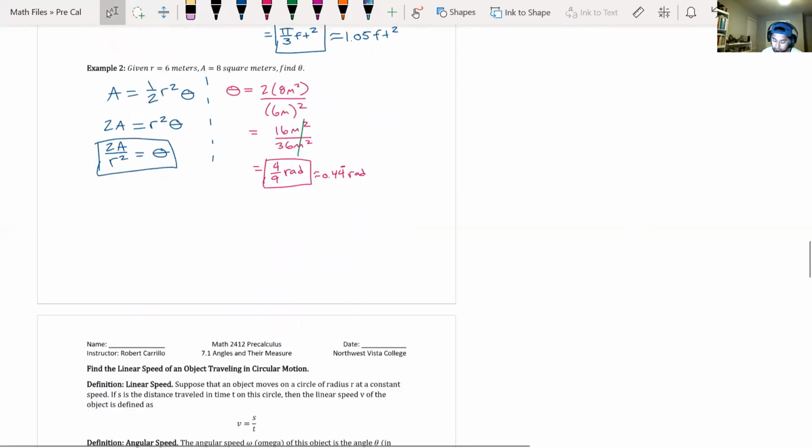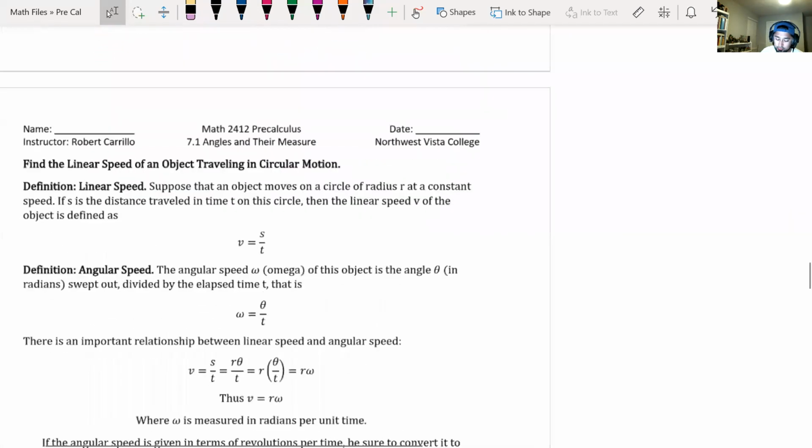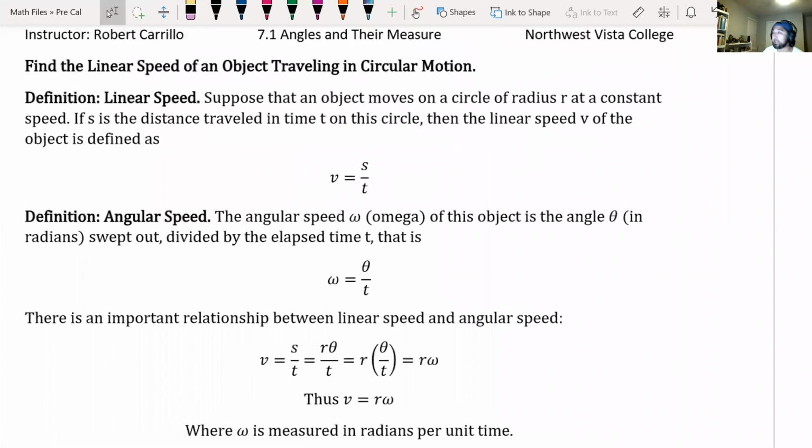All right, next page. We get into linear speed and angular speed. For linear speed, suppose that an object moves on a circle of radius r at a constant speed. If s is the distance traveled in time t on the circle, then the linear speed v of the object is defined as v equals s over t. So for our linear speed, if we're going around a circle, s is how far we traveled over time t.